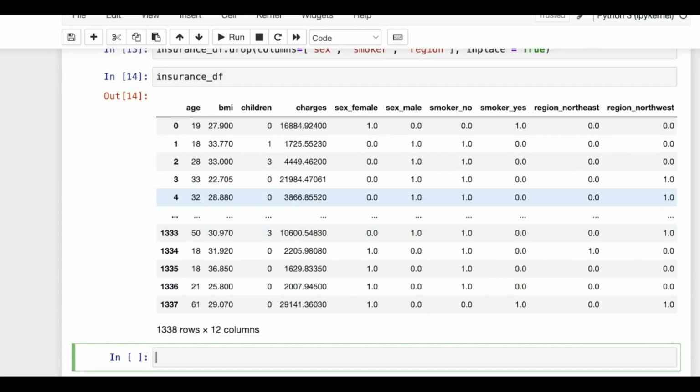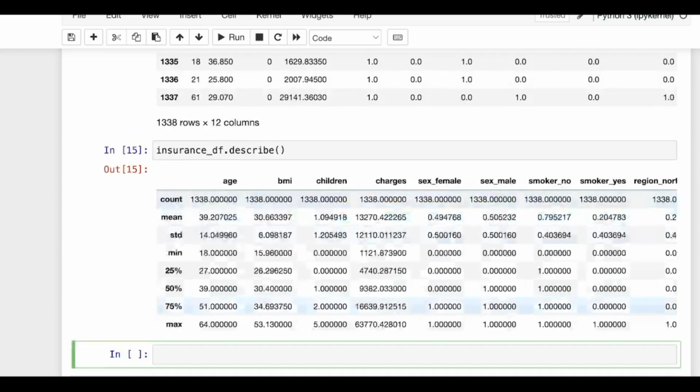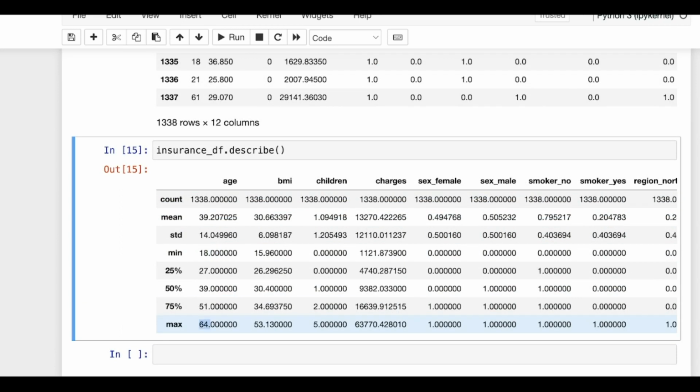Now as we can see, every column is on a different scale. Let's check this. When you check the age column, the minimum value is 18 and the maximum value is 64. For children, the minimum value is 0, maximum is 5. For charges, it is 1,000 up to 63,000. So for every column, the scale is different. Before training the model, we need to bring all these columns onto one standard scale.